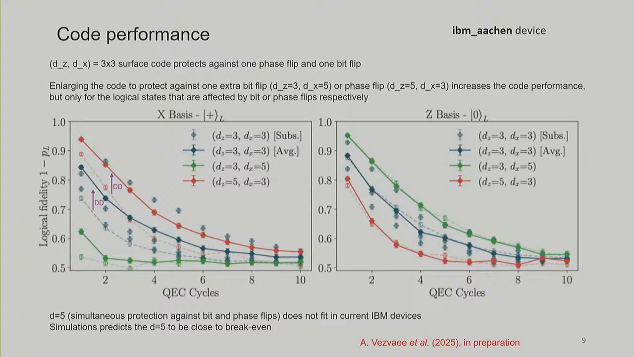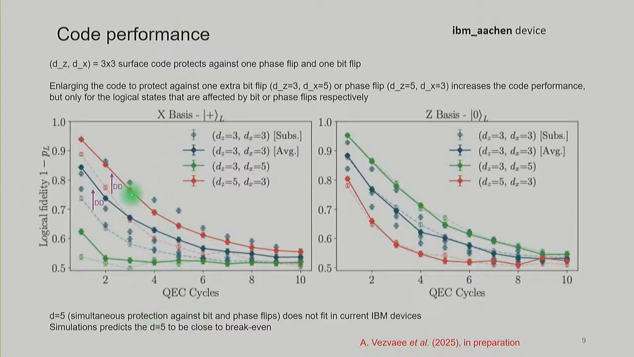and something similar happens also for phase flips. Unfortunately, we cannot increase the protection for both and reach a 5 × 5 code because that doesn't fit in the IBM device. So instead, we can only simulate that because we don't have enough number of physical qubits. But still, we see that the simulations predict that the result is quite close to break-even.